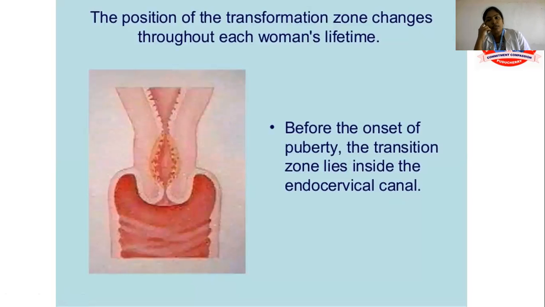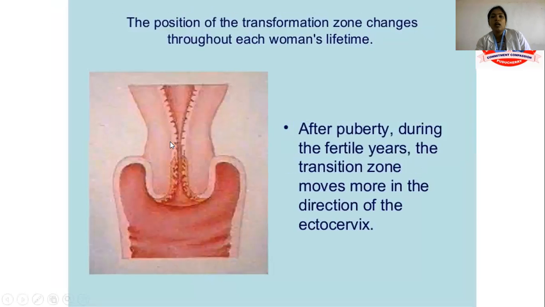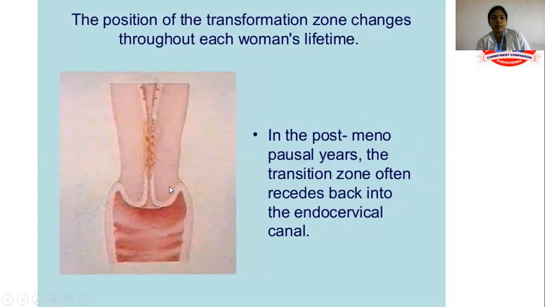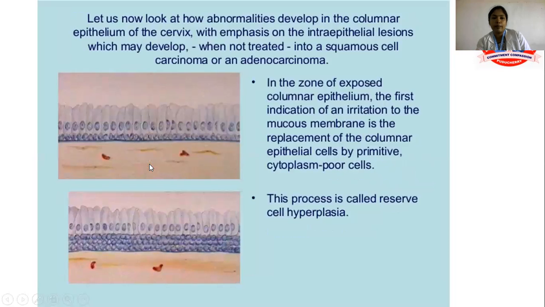So, the position of the transformation zone changes throughout each woman's life. That is, before the onset of puberty, the transition zone lies inside the endocervical canal. After puberty, during the fertile years, the transition zone moves more in the direction of the ectocervix. In the post-menopausal years, the transition zone often recedes back into the endocervical canal.